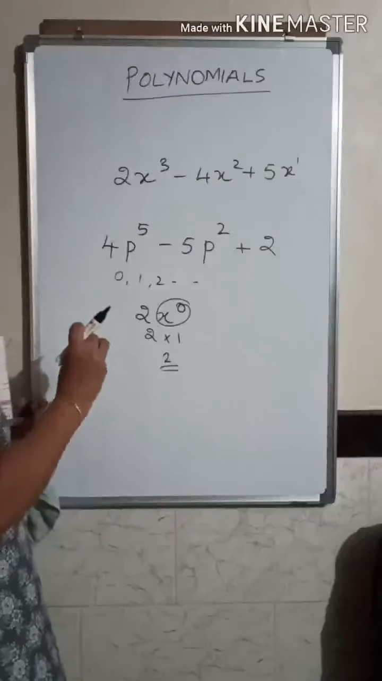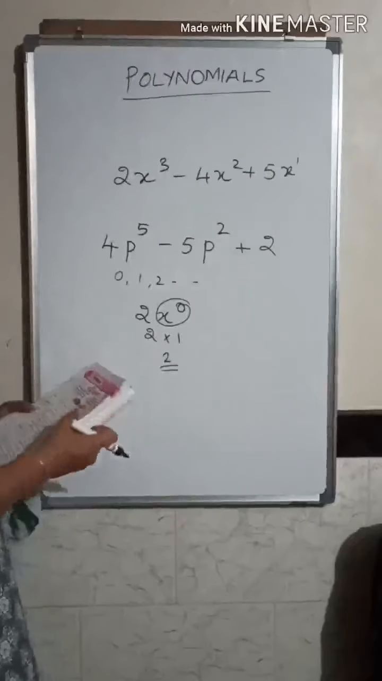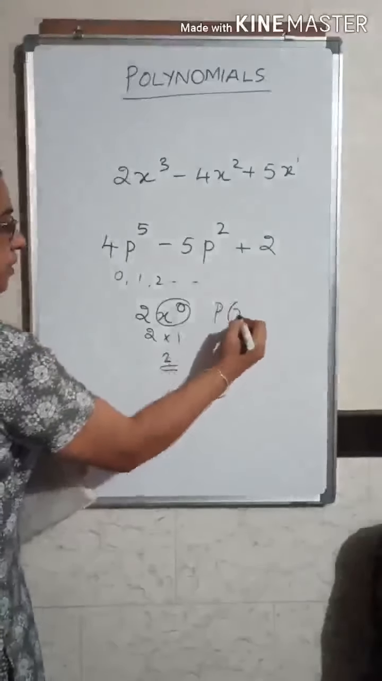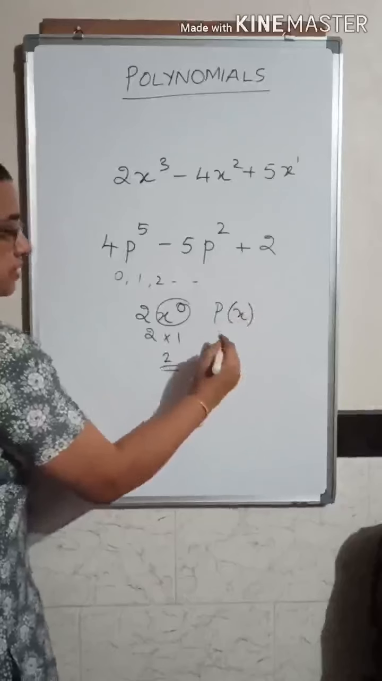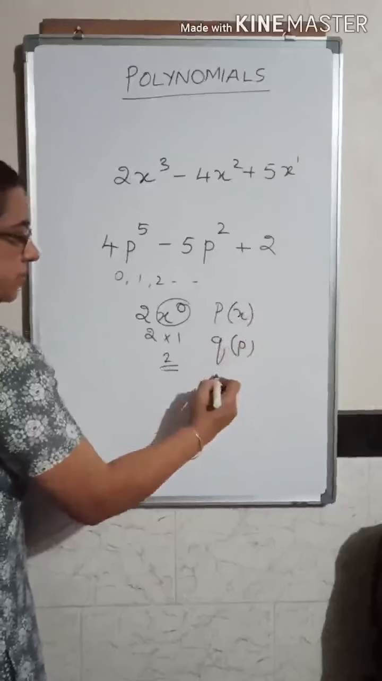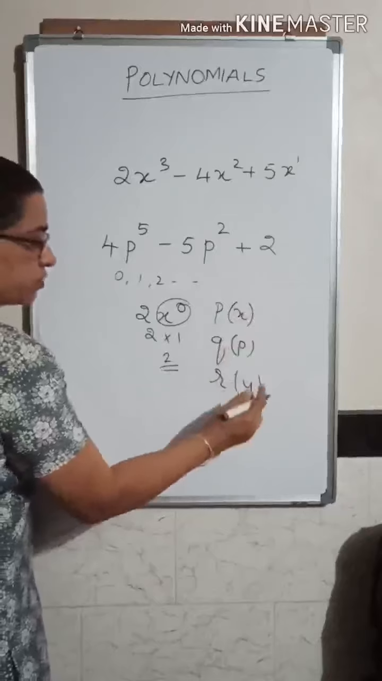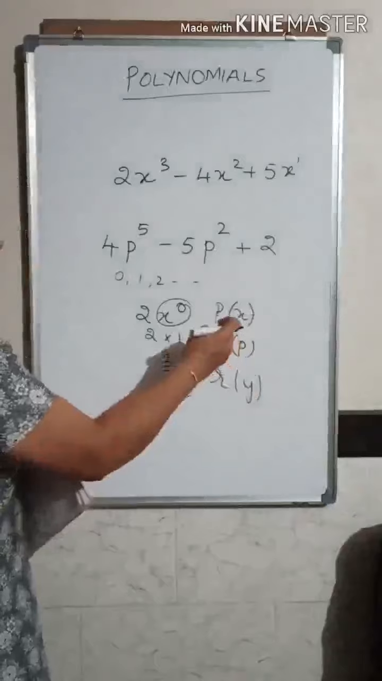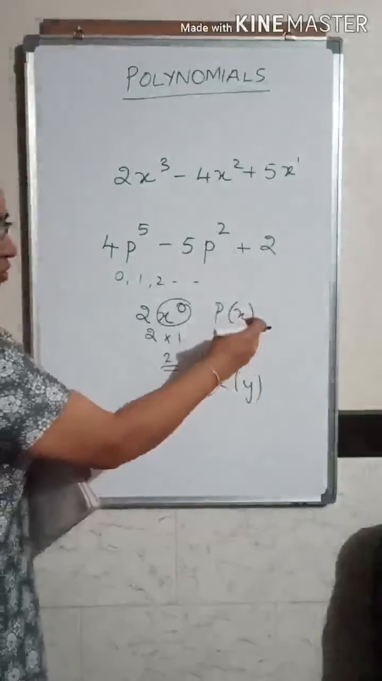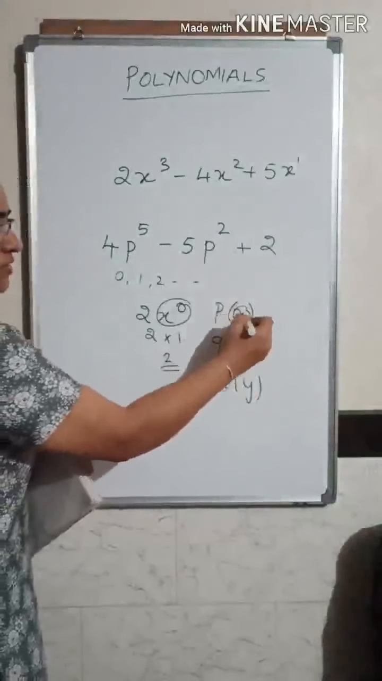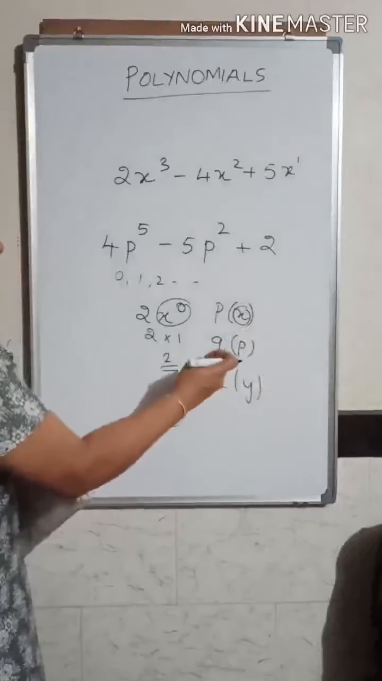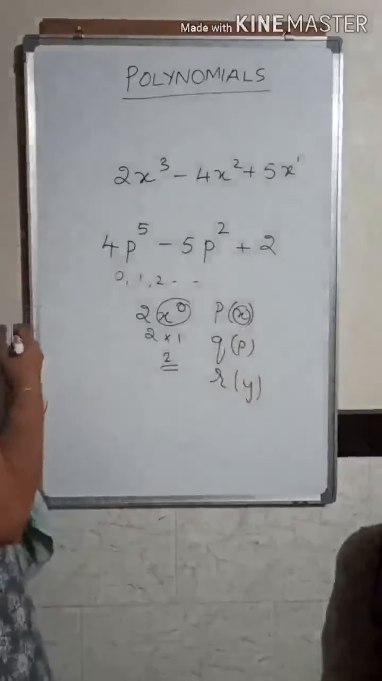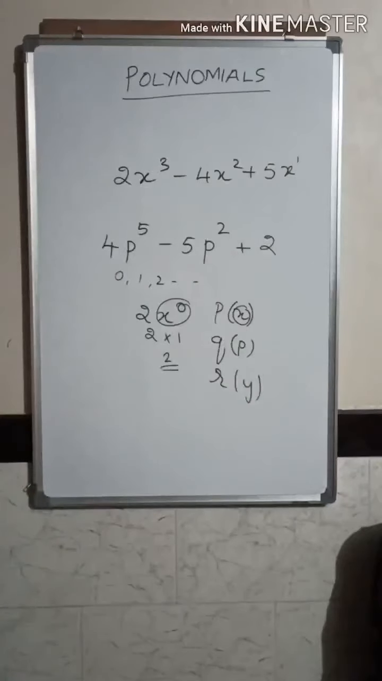Now the polynomial can also be represented. You can represent the polynomial by writing it as p of x, q of y, r of y. So this represents what the variable in the polynomial is. So this is how you can name the polynomial as p of x, depending on what variable is given in the polynomial. Q of y, r of y. All these are ways of representing the polynomial.